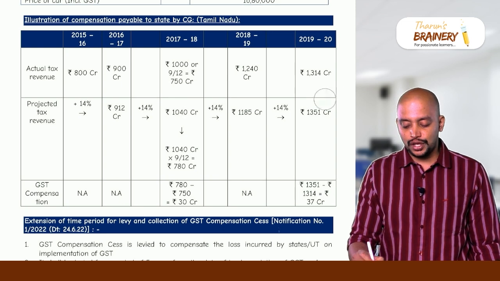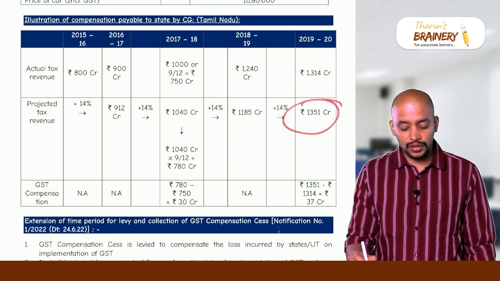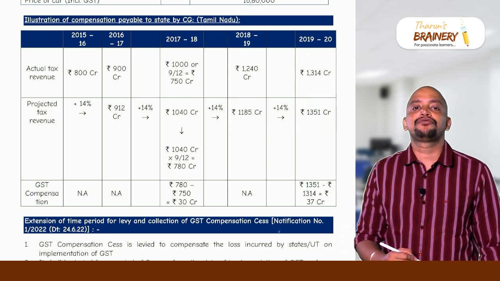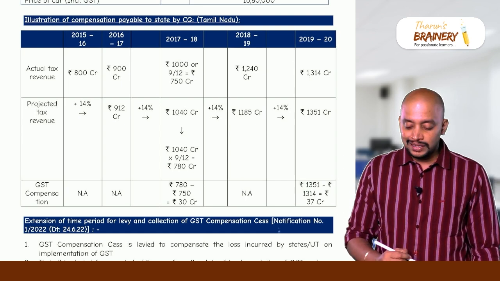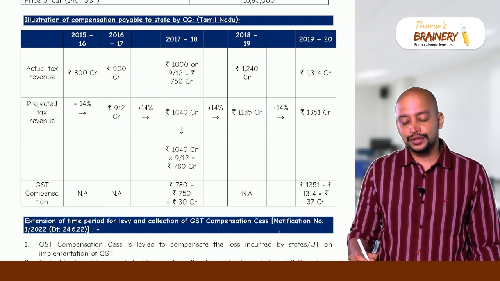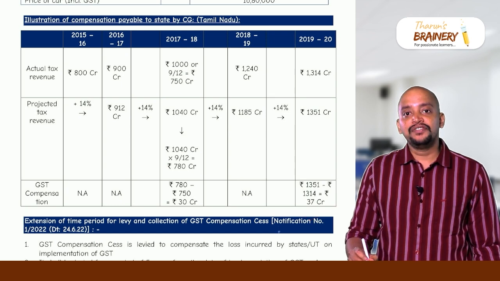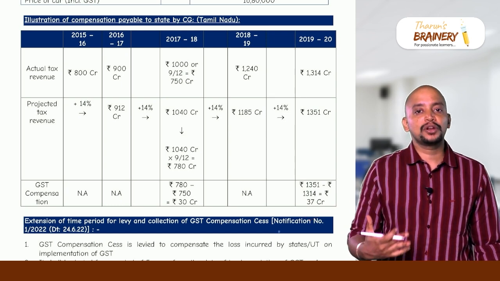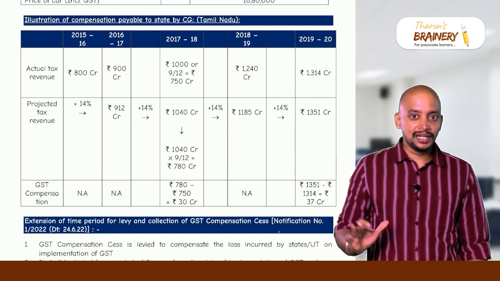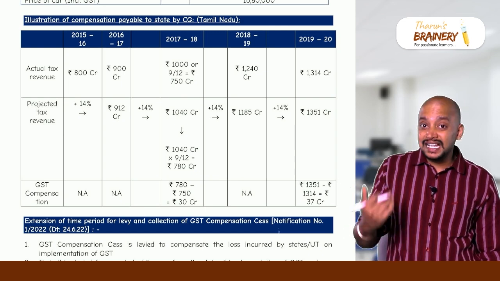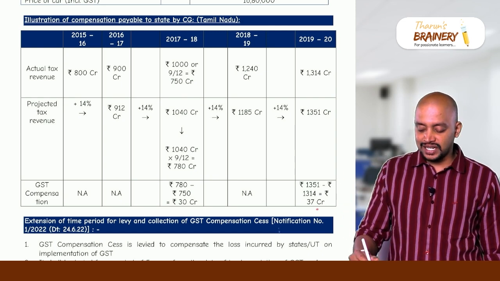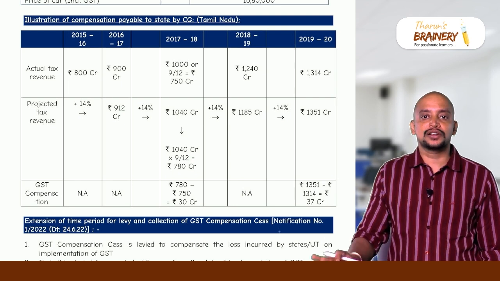projected tax revenue was 1351 crores and actual was 1314 crores. So what was the loss? The difference is 37 crores. So this 37 crores will be payable as compensation, because the rule is simple: if the actual amount is less than the projected, this 37 crores will be payable as GST compensation.